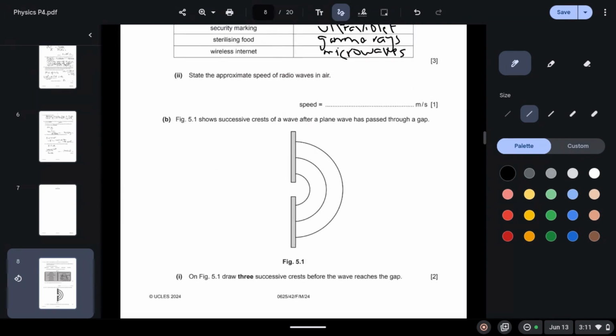State the approximate speed of radio waves in air. So we know that all of the waves of the electromagnetic spectrum travel at the speed of light in air, which is approximately this much.